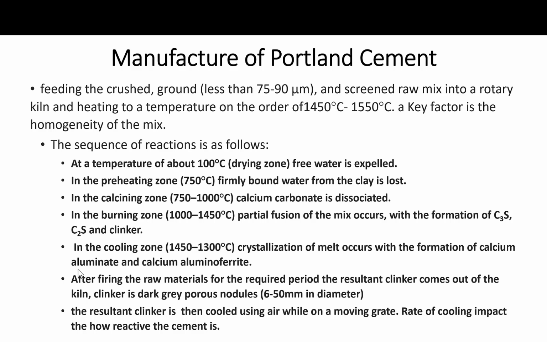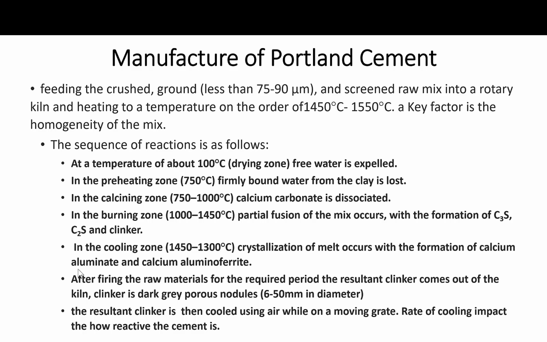Okay, so basically, we feed the crushed, ground material, which is less than 75 to 90 micron, and screened raw mix into the rotary kiln, heating it to a temperature on the order of 1450 to 1550 Celsius. And again, I'm going to have to re-emphasize, a key factor is the homogeneity of the mix. Okay, the sequence of reactions is as follows.